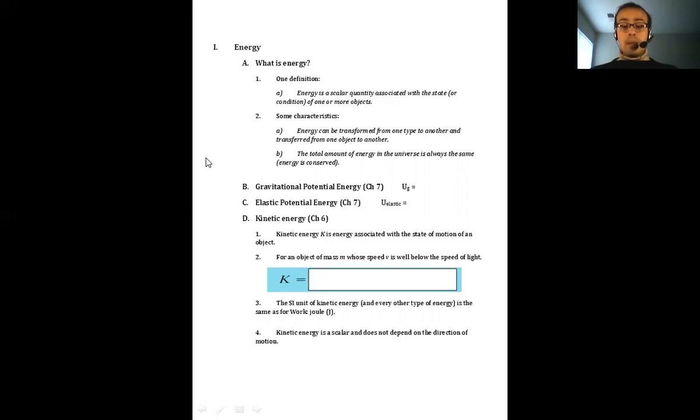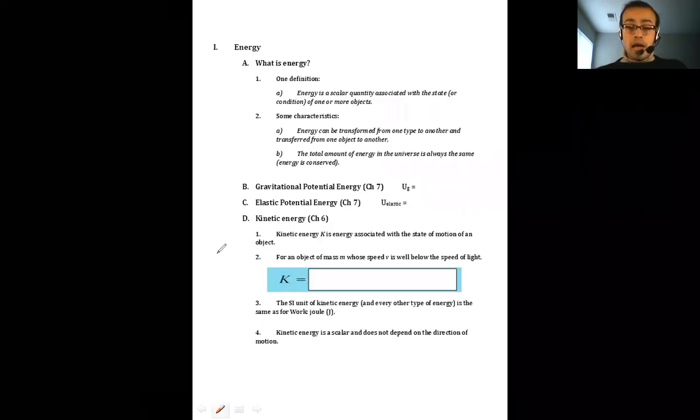We're talking a bit here about gravitational potential energy and elastic potential energy. So what do I mean by potential energy? Well, that's energy that is, in a sense, stored and which can be released or liberated later. We'll get into that when we start talking about conservative and non-conservative forces.